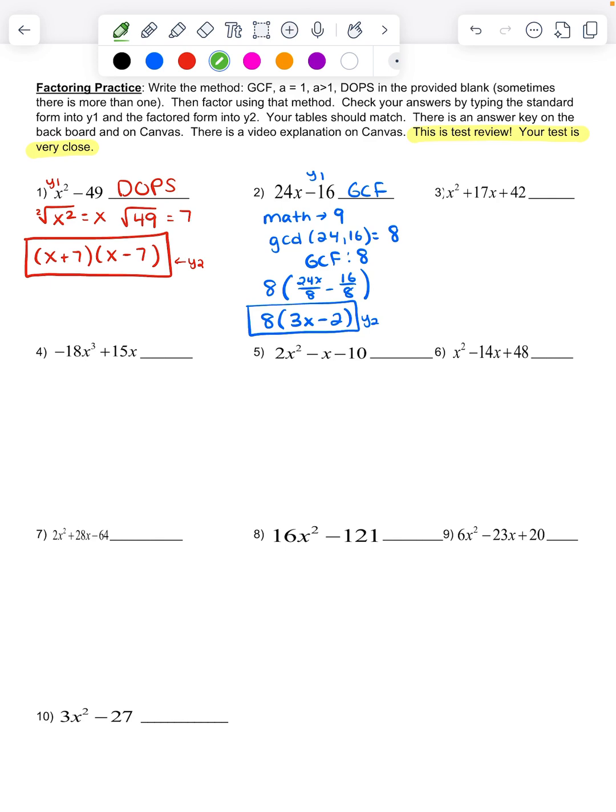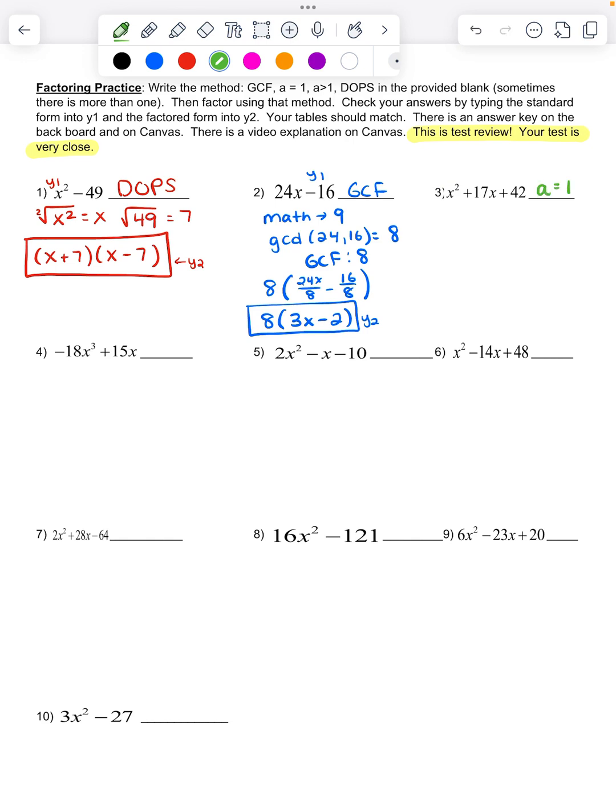Number 3 is a trinomial, so it's definitely not DOPS. The first term is 1, so it's not a is greater than 1, so it's either GCF or a equals 1. I know it's not GCF because this is a 1, so it has nothing in common, and this doesn't have an x, so there's no x in common either. So this is going to be an a equals 1.